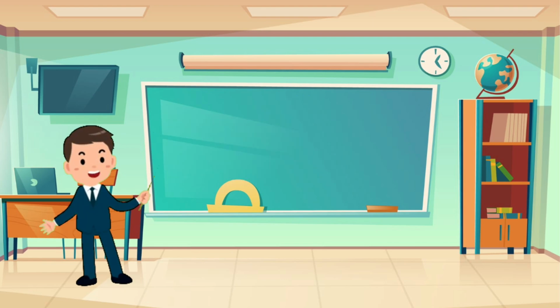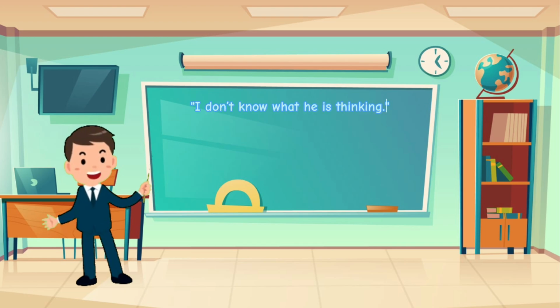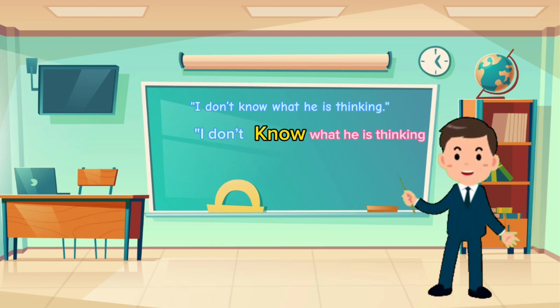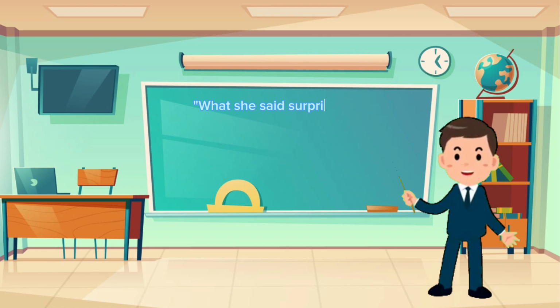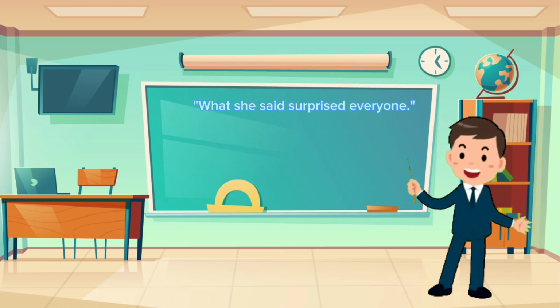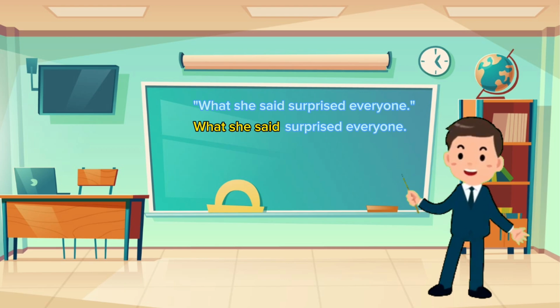An example of a noun clause is: I don't know what he is thinking. Example explanation: in this sentence, the clause what he is thinking is a noun clause. It functions as the direct object of the verb know, explaining what the speaker does not know. And then: what she said surprised everyone. Here the clause what she said functions as the subject of the sentence and is a noun clause.